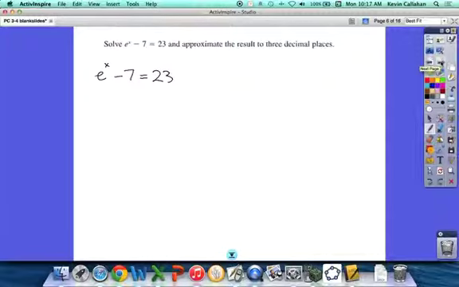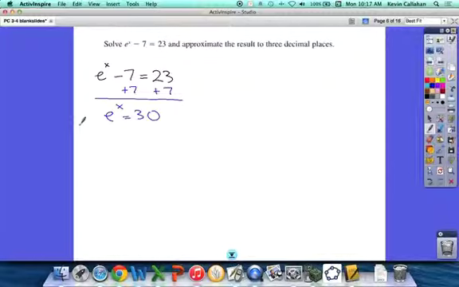Okay, here's another exponential. First step, isolate the exponential by adding 7 to both sides. So we add 7. Okay, e to the x equals 30.